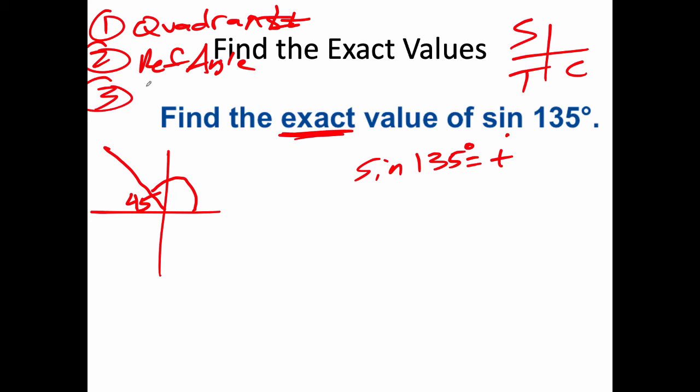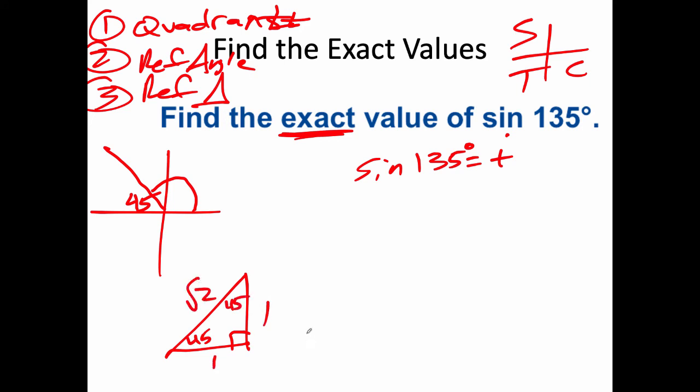And then step 3, I use a reference triangle, and in this case, I'm using the 45, 45, 90, which is 1, 1, square root of 2. And I know the sine is 1 over the square root of 2. I get positive 1 over the square root of 2. I probably need to adjust that to square root of 2 over 2. That's the exact value. You put 0.707 on the test, you get no points.